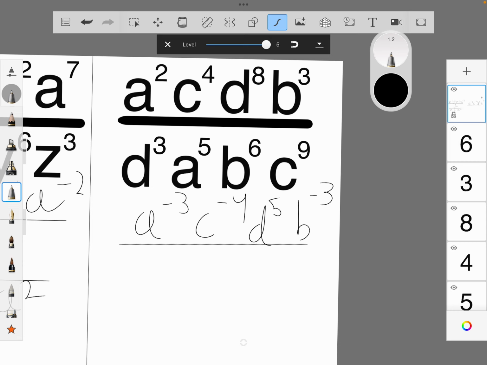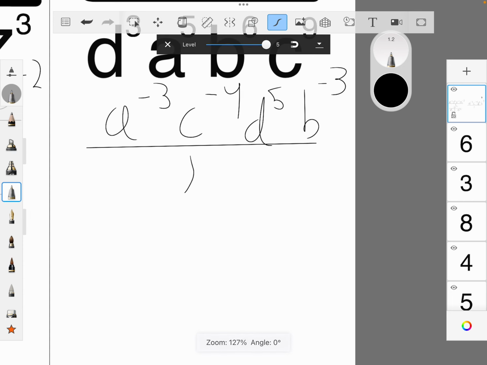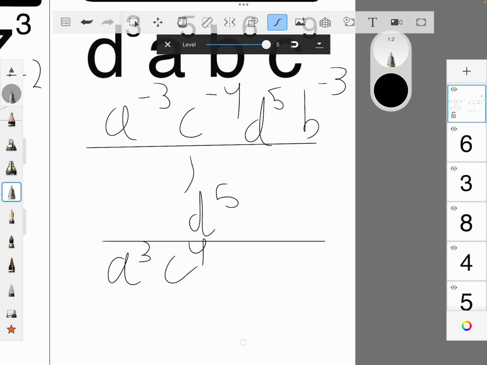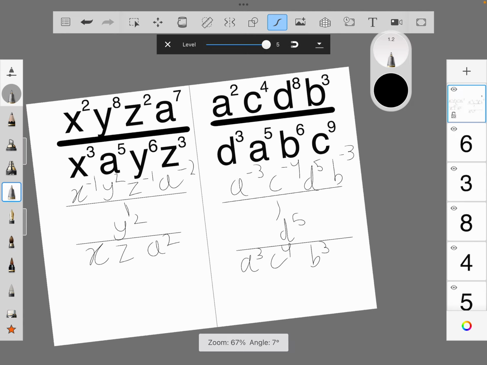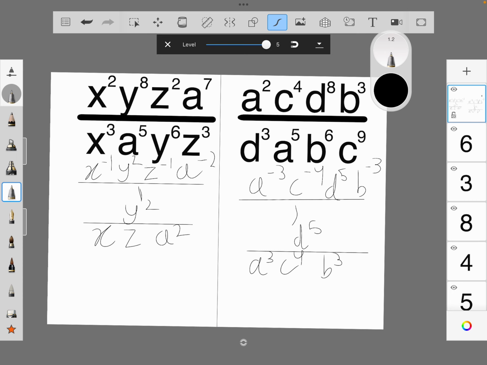Now, to simplify this, we have to bring the variables down to the denominator. So, a becomes a to the power of 3, c becomes c to the power of 4, d stays d to the power of 5, b becomes b to the power of 3. And that's how you solve exponential equations by simplifying them.